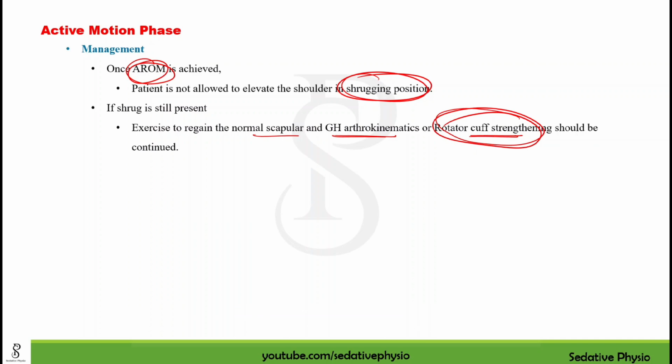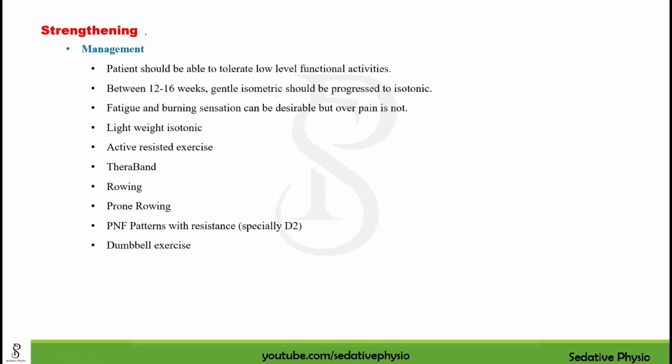Basically, this is very important because after the injury the rotator cuff muscle becomes very weak. In the majority of full thickness tears, we can even see atrophy, or in a chronic tear we can see muscle wasting. So all these things can be seen. So to regain the strength of the rotator cuff muscle is very important. Once the strength of the rotator cuff muscle is regained, the patient won't go into the shrugging position again. That's why if the shrug is present, we will have to work on the scapular and glenohumeral arthrokinematics as well as rotator cuff muscle strengthening. That is very important. Now, for the strengthening, what can we do?